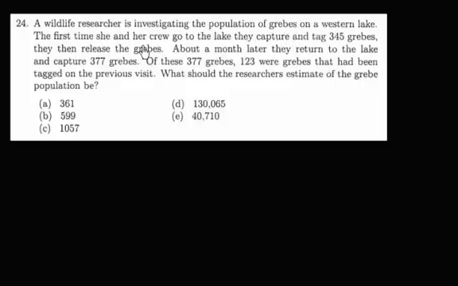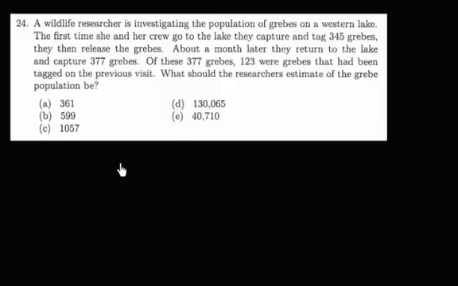The first time she and her crew go to the lake, they capture 345 of them, and then they release them back into the wild, or the lake. About a month later, they return to the lake and capture 377 more, and of these 377, 123 had been tagged previously. So what should the researchers estimate the population to be?